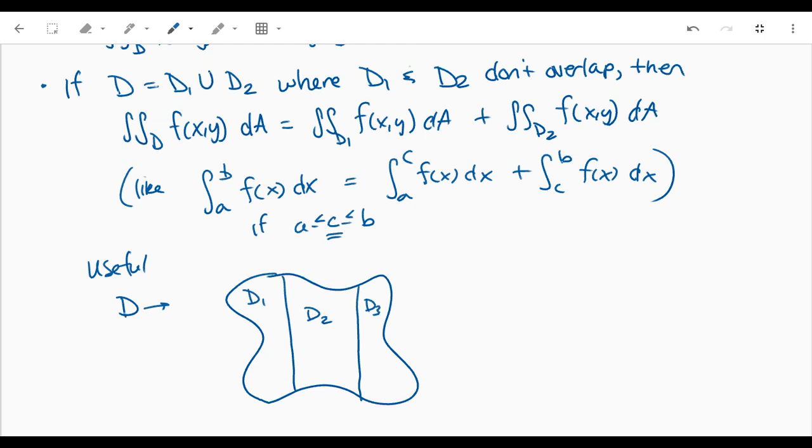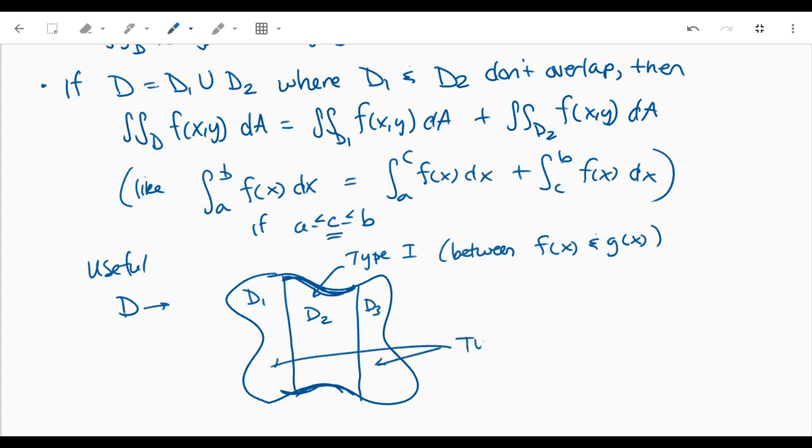D2 is what we call a type 1 region, which means that we can integrate it between x values, or f of x's, I guess I should say. That top could be like f of x, the bottom could be like g of x. You would run into issues if you try to do the same thing on the other ones. These are called type 2, where we would be better off integrating those.